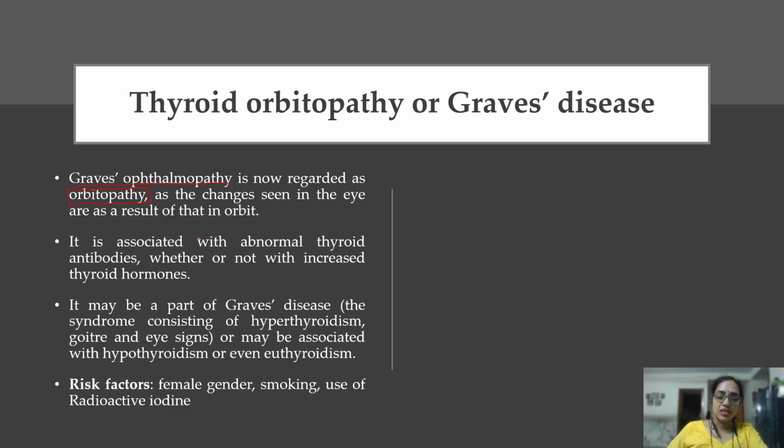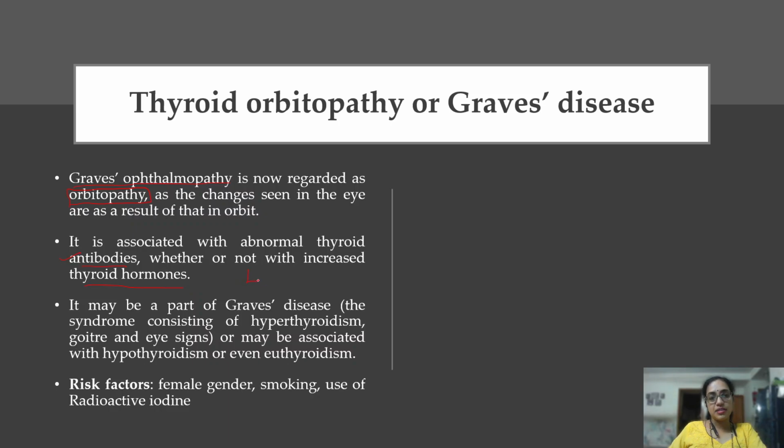It is associated with abnormal thyroid antibodies. Very important to understand this, whether or not associated with increased or decreased thyroid hormones. So thyroid hormones have got nothing to do with thyroid orbitopathy. It's an antibody mediated response. It is an autoimmune condition. It is not an endocrine condition. It may be a part of Graves' disease.